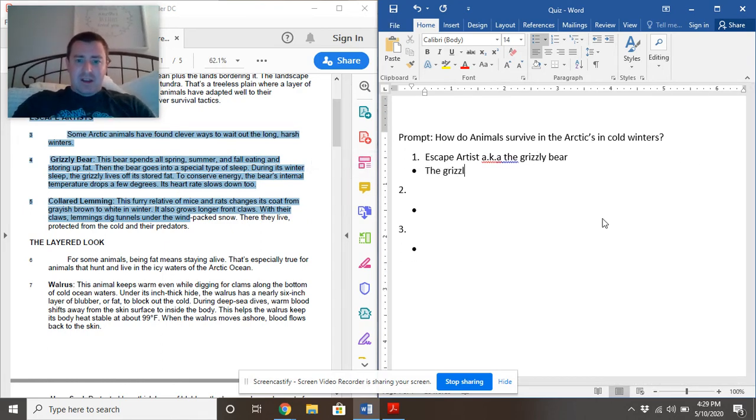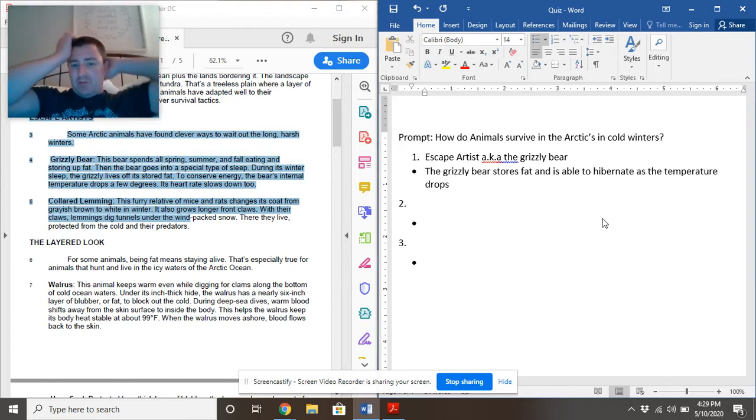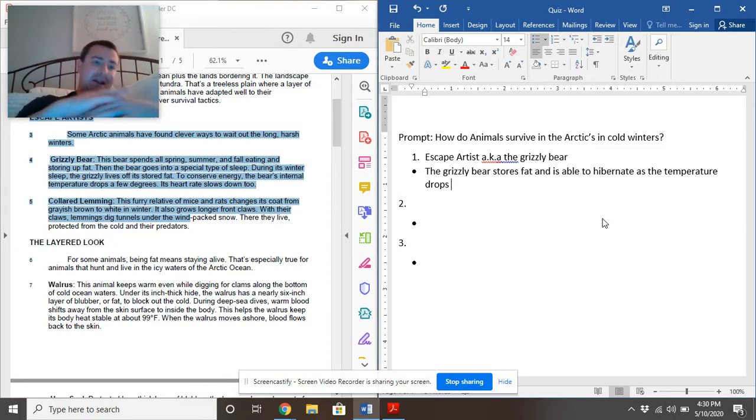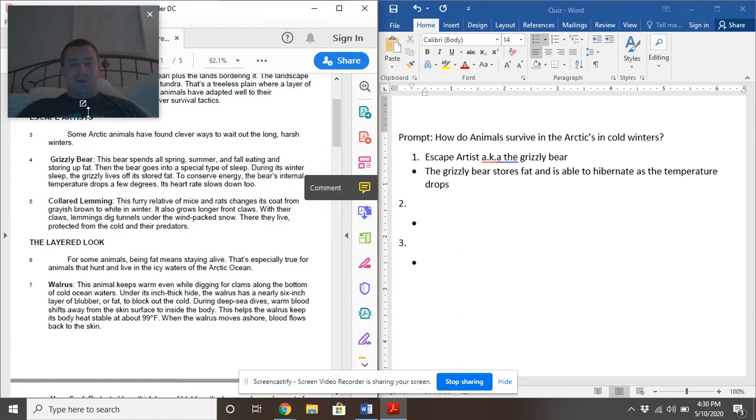And I'm going to say the grizzly bear stores fat and is able to hibernate as the temperature drops. So again, I'm not writing full complete sentences here. I'm just expanding on what the article has. It's an escape artist. It escapes the cold, the grizzly bear, and it does that by storing food in its body, conserving its energy, hibernating, and lasting or escaping the long, harsh winter of the Arctic. So by doing this, the grizzly bear is able to survive in those really ridiculous conditions of the Arctic.